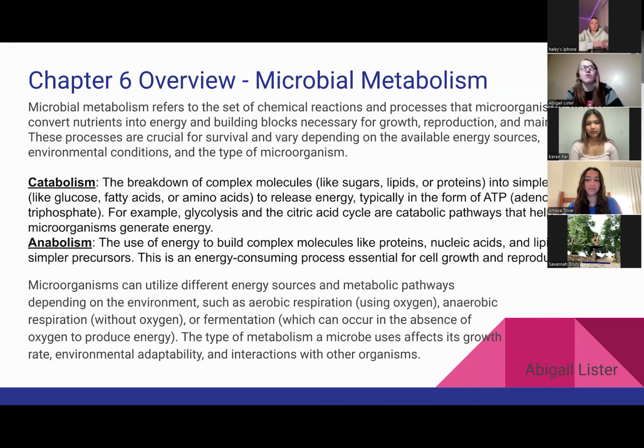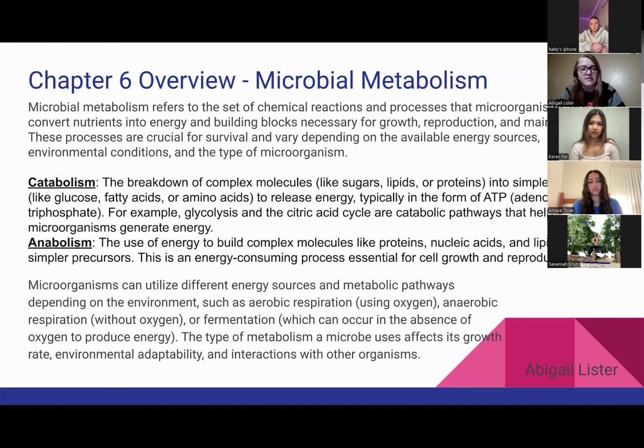So, microbial metabolism. Microbial metabolism refers to the set of chemical reactions and processes that microorganisms use to convert nutrients into energy and building blocks necessary for growth, reproduction, and maintenance. These processes are crucial for survival and vary depending on the available energy sources, environmental conditions, and the type of microorganism. For catabolism, the breakdown of complex molecules like sugars, lipids, or proteins into simpler molecules like glucose, fatty acids, or amino acids to release energy, typically in the form of ATP.